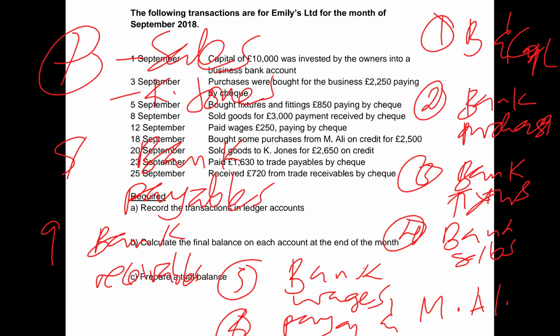Okay. 8th September, sold goods for 3,000, payment received by check. So this one, the bank will be debited, yeah, from sales. 0809, sales. How much? 3,000.